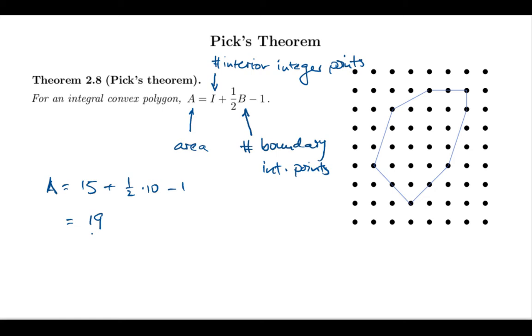If you've never seen Pick's theorem, you should be amazed at this point, because it gives a way of computing continuous data of the polygon, the area, in an entirely discrete fashion. So the quantities on the right are quantities that I can count. At first, this might seem counterintuitive, that you can compute continuous data of an object entirely by a discrete process.